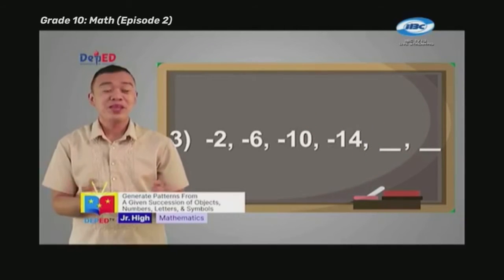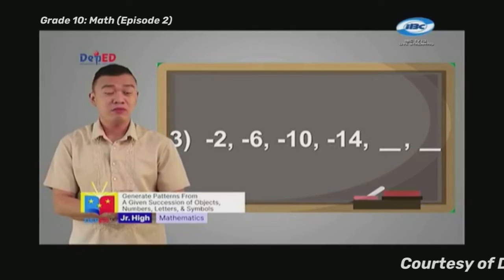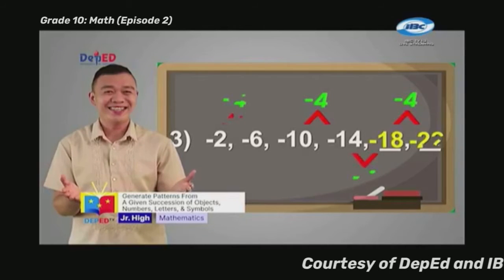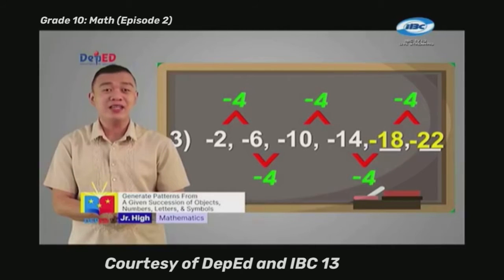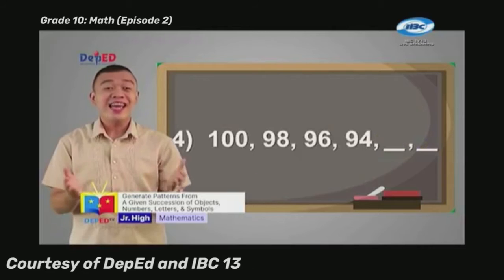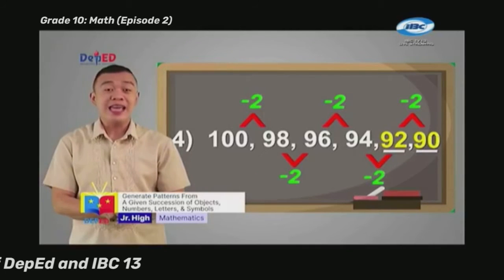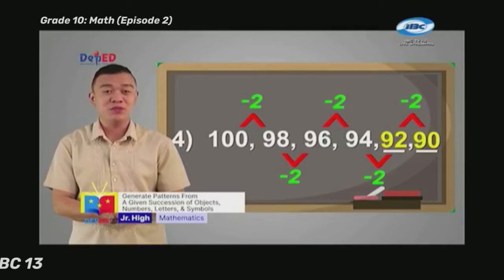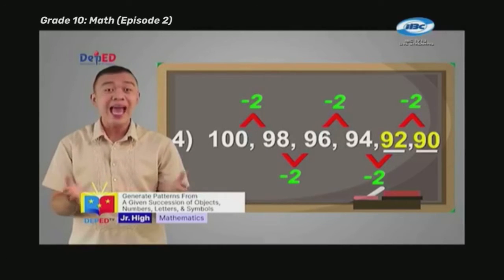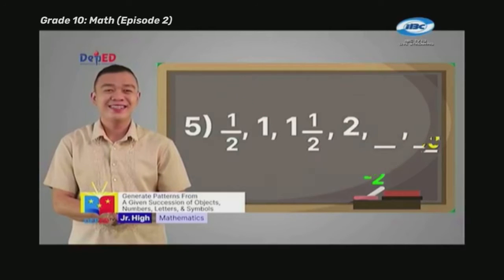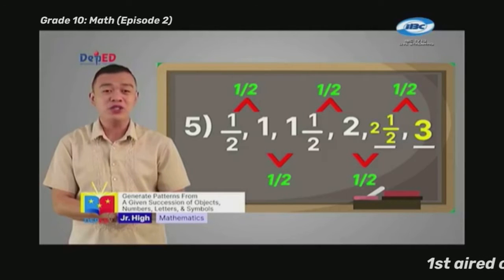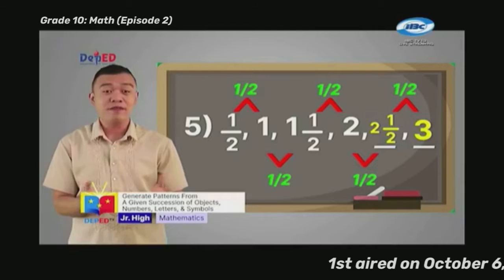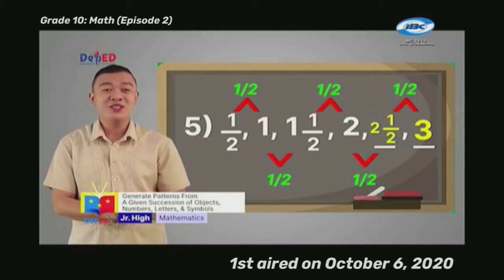In item 3, -4 is added to the preceding term. Then, what are the next two terms? Yes, these are -18 and -22. In item number 4, 92 and 90 are the next two terms because -2 is added to the preceding term. And in item number 5, 1/2 is added to the preceding term to get 2 1/2 and 3 as the next two terms.